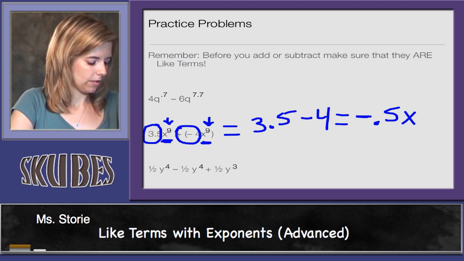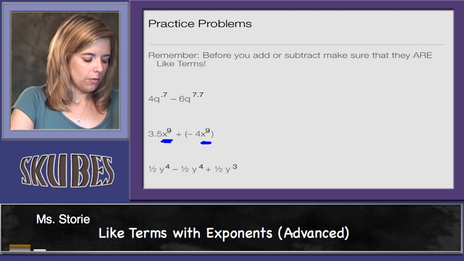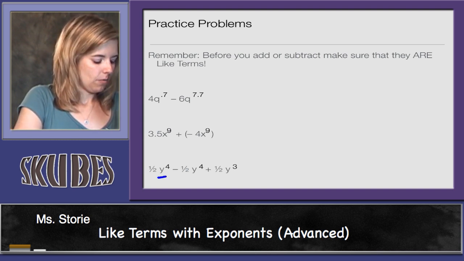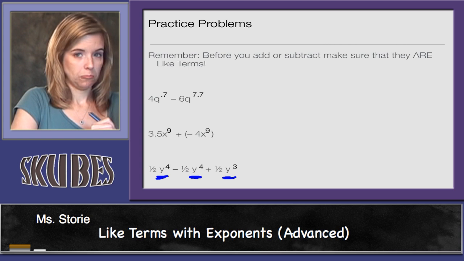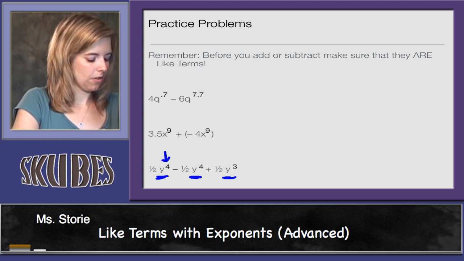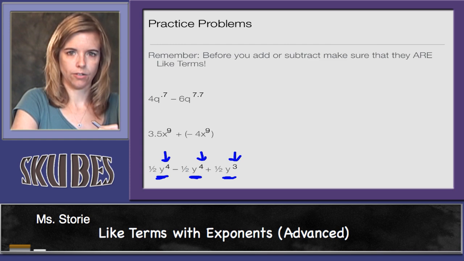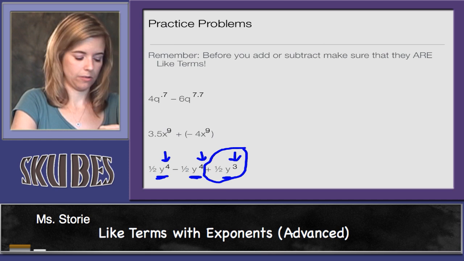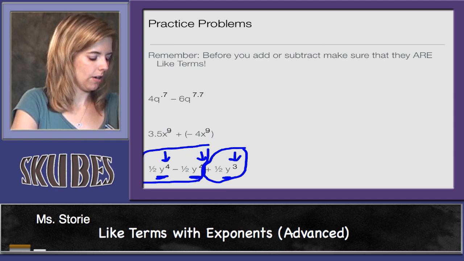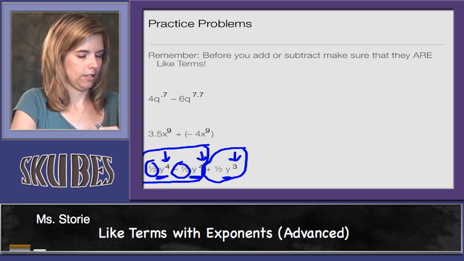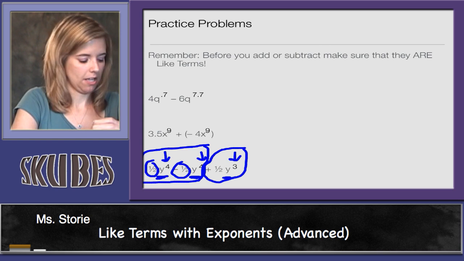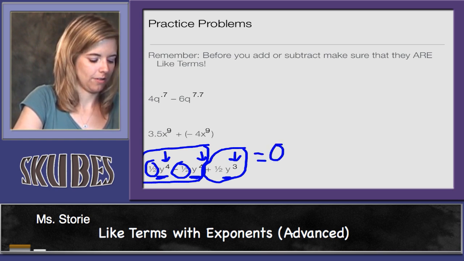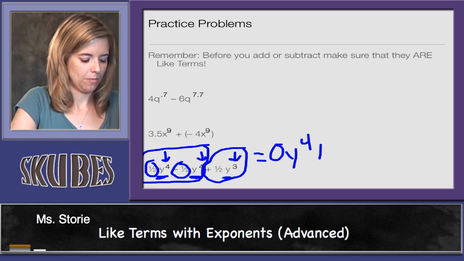Now let's take a look at the last one. Do you think we have like terms or no? We've got a y, and a y. Okay, so far so good. You've got to the 4th, to the 4th, and to the 3rd. This guy right here is not a like term. He's different, so we're not going to mess with him. But these two right here are like terms. So we can look at 1/2 minus 1/2. If you have a half and you take away a half, you got nothing. So you end up with 0 y to the 4th plus 1/2 y to the 3rd.